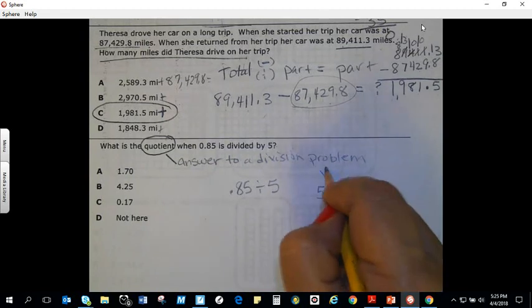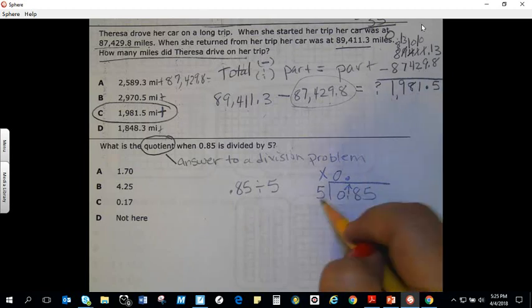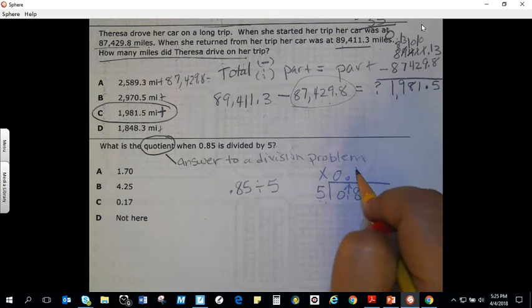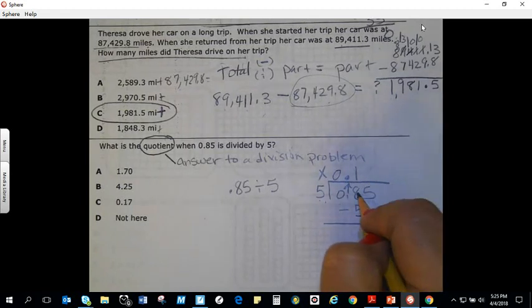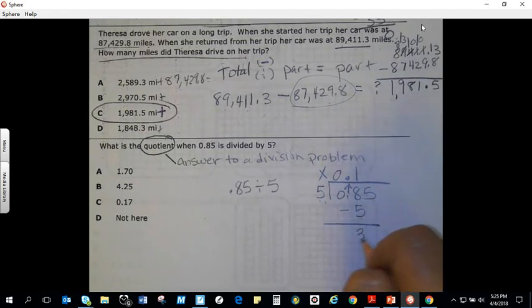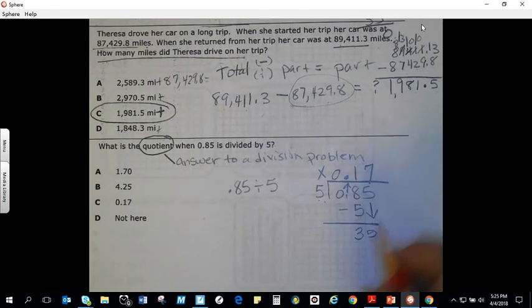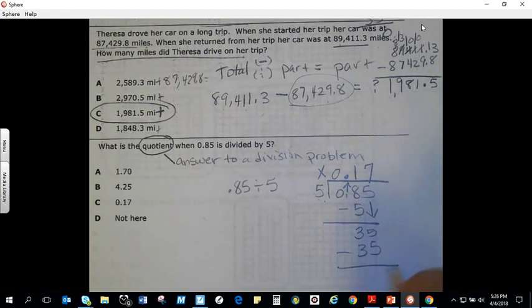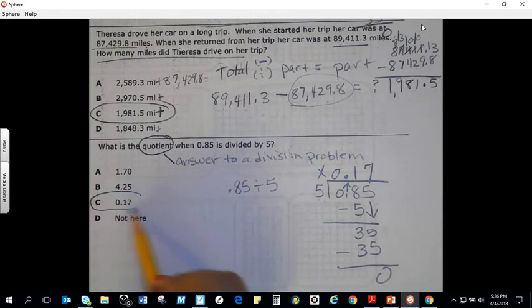My multiplication's here. 5 does not go into 0. 5 goes into 8 one time, because 1 times 5 equals 5. I'm going to subtract that out. 8 minus 5 equals 3. Bring down my 5. 5 goes into 35 7 times, because 7 times 5 equals 35. Subtract that out, and it's 0. So my answer is 1700.